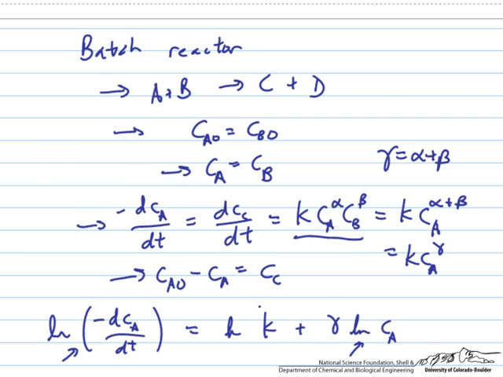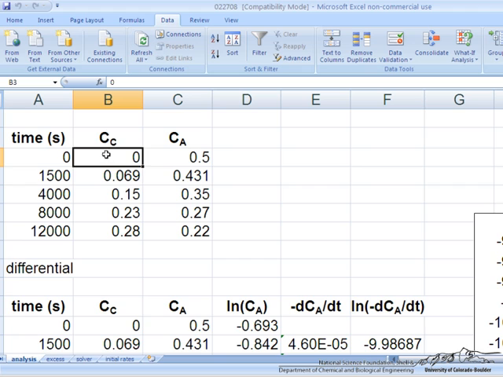This is most easily done in Excel, and I have a very simple set of data here to illustrate this process. As a function of time, there have been measurements conducted using this setup that have measured the concentration of C, one of the products, as a function of time.